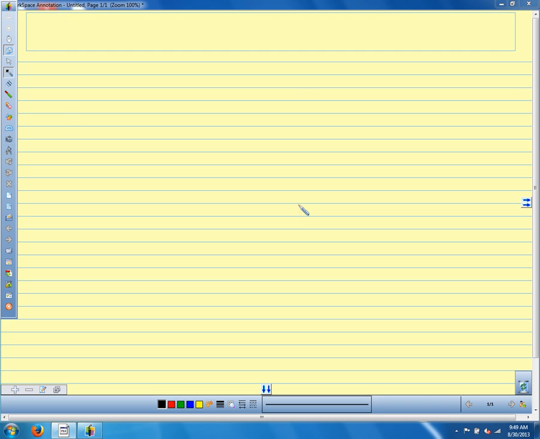Right, so we're in section 1.5, the last little bit we're doing in chapter 1. Inverse functions.